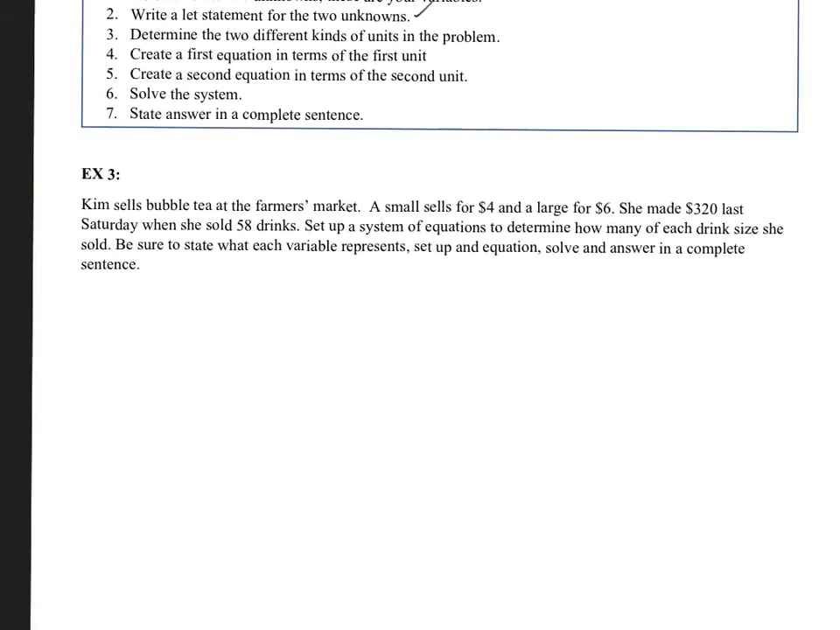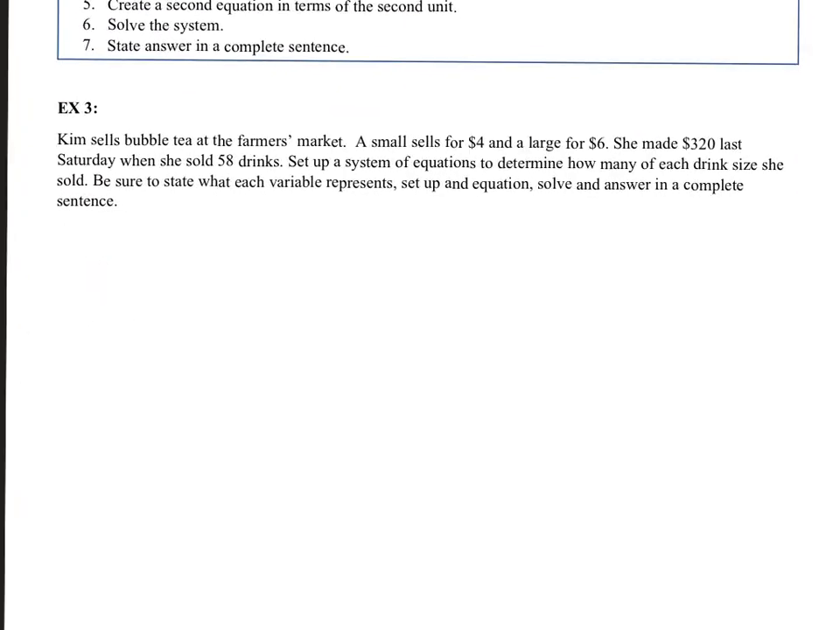Let's take a look at example 3. Kim sells bubble tea at the farmer's market. A small sells for $4 and a large for $6. She made $320 last Saturday when she sold 58 drinks. Set up a system of equations to determine how many of each drink size she sold. Be sure to state what each variable represents. Set up an equation, and solve and answer in a complete sentence.